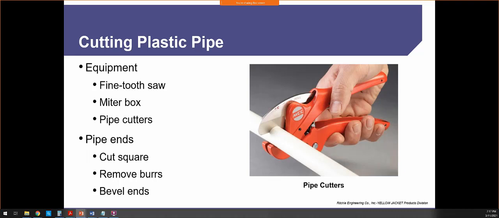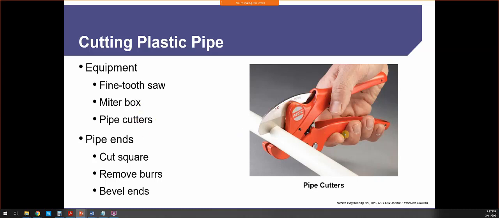So if we're going to cut plastic piping, there's the fine-tooth saw. We can use a hacksaw. Sometimes we have to use a saw to cut through larger piping. There aren't little tools available, so it is what it is. It's not as critical on PVC as it is on copper. I would never use a hacksaw on copper. Okay, we would use a fine-tooth saw to cut PVC. We can use a miter box, and we can use pipe cutters.